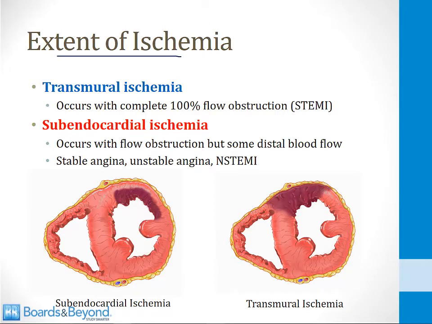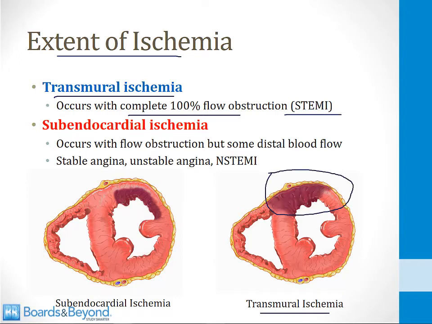The first pattern is called transmural ischemia. This is what is seen when there is complete 100% flow obstruction in a coronary artery, as occurs in a STEMI. If you look at the bottom right side of the screen here, this is a drawing of what transmural ischemia looks like. So if a patient dies of a STEMI, and you examine their heart in the pathology lab, you will see that an entire wall of the myocardium is ischemic and has necrosis. This is called transmural ischemia, and this occurs when a coronary vessel is completely occluded and completely deprives an entire wall of the myocardium of oxygen.